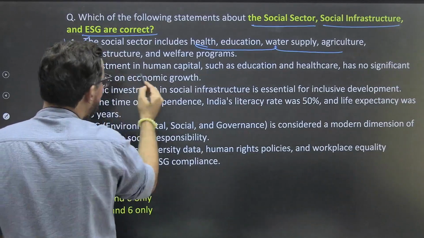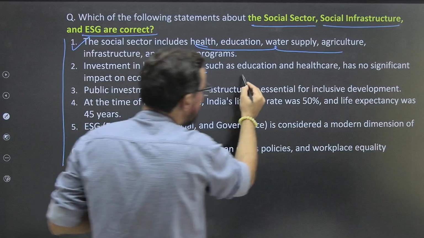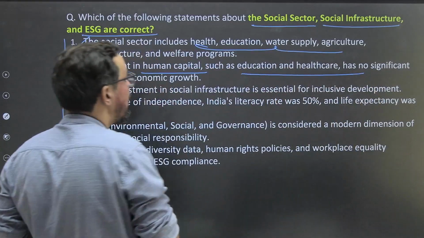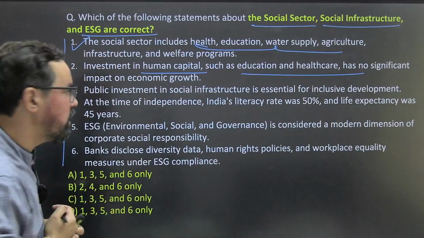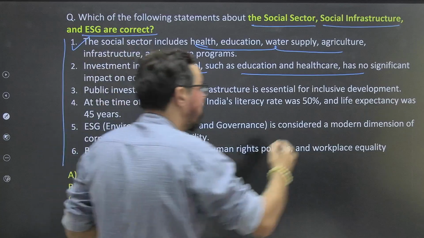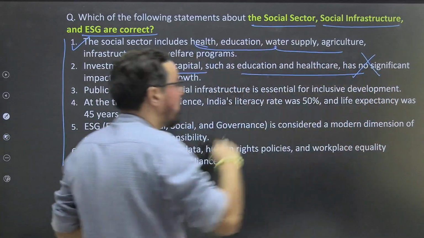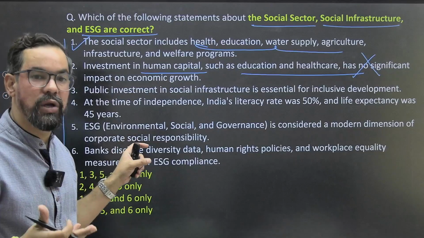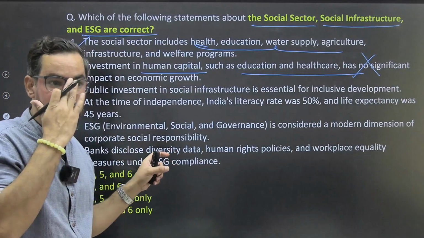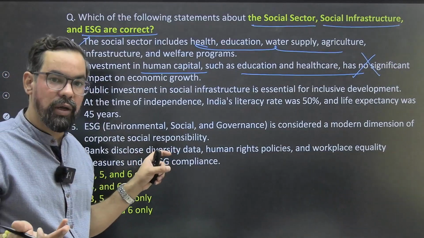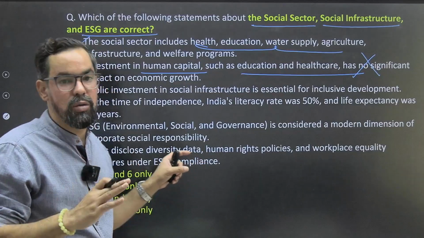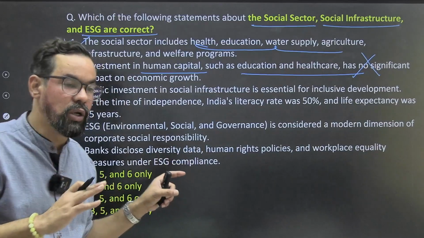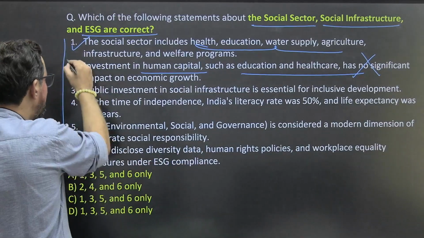True. Investment in human capital such as education and healthcare has no significant impact on economic growth. This is completely wrong. It has a significant impact on overall economic growth. If we have educated people in our economy, their productivity will automatically increase, and that will lead to economic productivity and growth itself, right? So this is completely wrong.